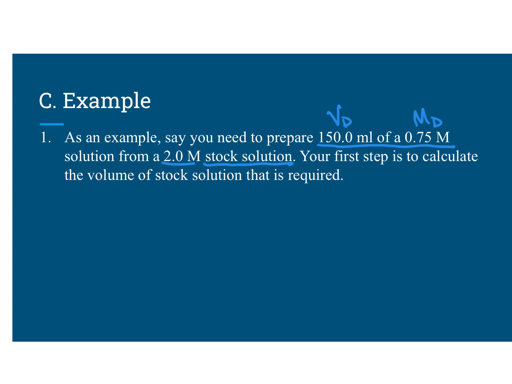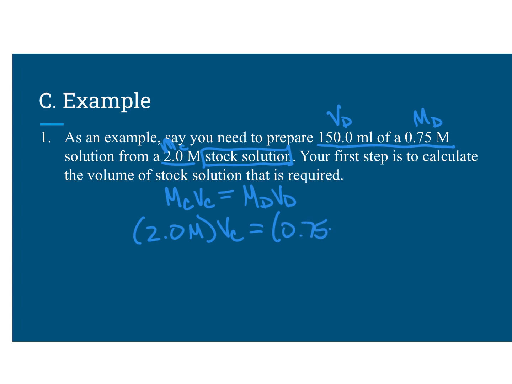And remember, anytime I see the phrase stock solution, that will be the molarity or the volume of my concentrated solution. So remember, the molarity of the concentrated solution times the volume of the concentrated solution equals the molarity of the dilute solution times the volume of the dilute solution. So the molarity of my concentrated solution is 2.0. Its volume is my unknown. The molarity of my dilute solution is 0.75. And the volume is 150 milliliters.